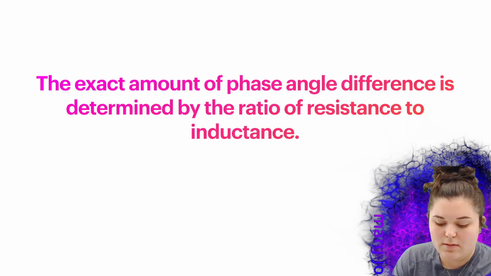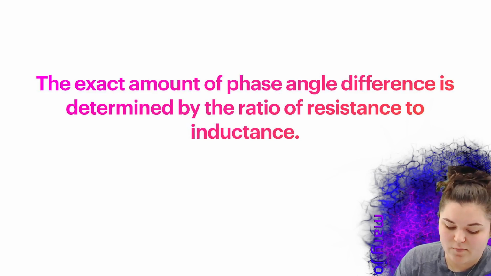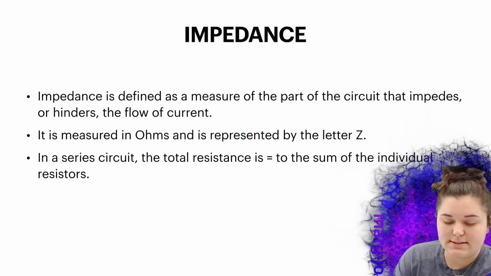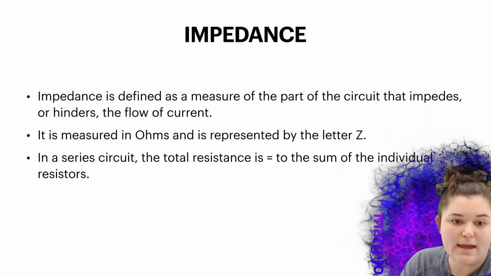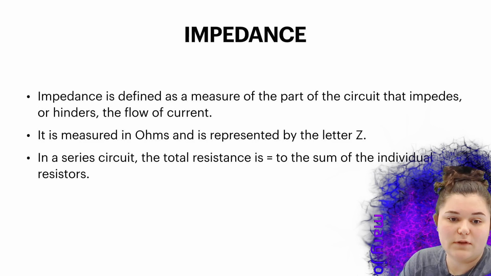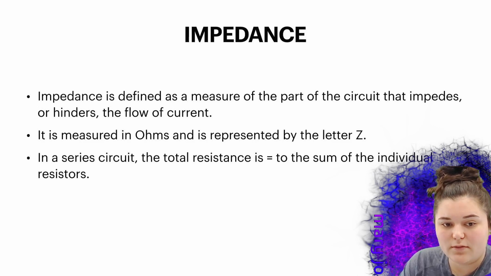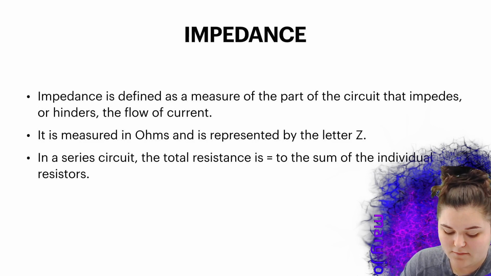This is just a little important piece of info. The exact amount of phase angle difference is determined by the ratio of resistance to inductance. Impedance is defined as a measure of the part of the circuit that impedes or hinders the flow of current. It is measured in ohms and is represented by the letter Z. We learned that last module. In a series circuit, the total resistance is equal to the sum of the individual resistors. We know that from DC.